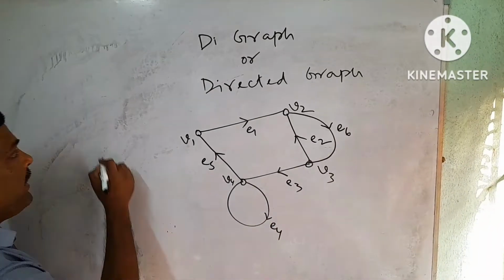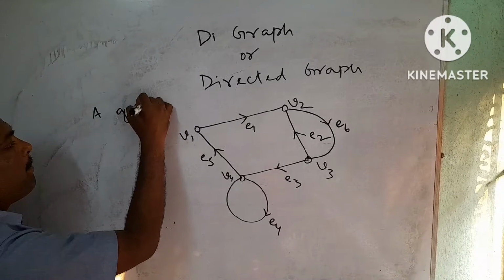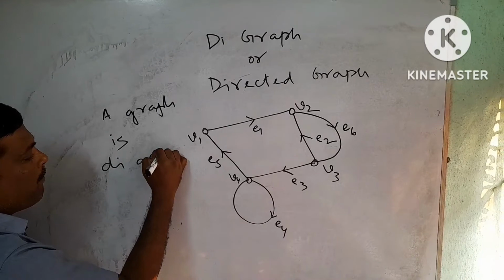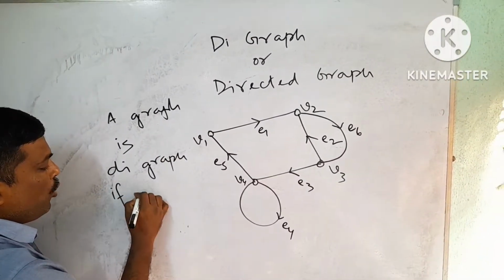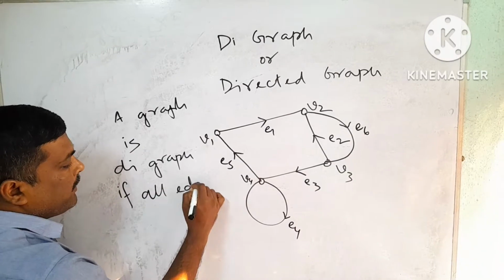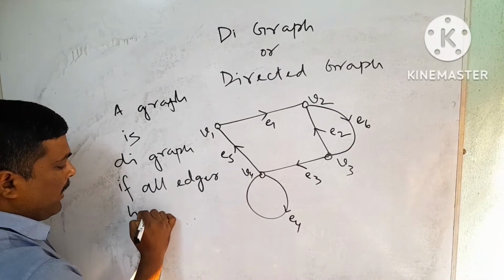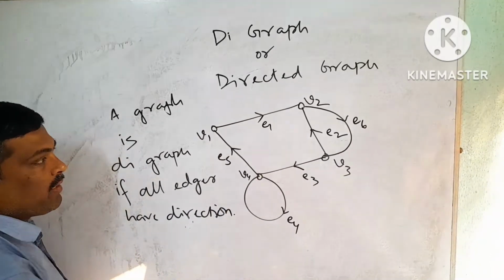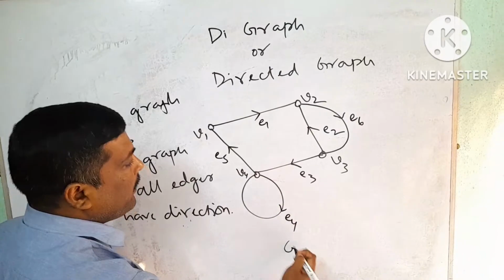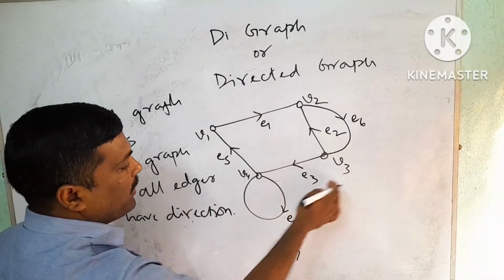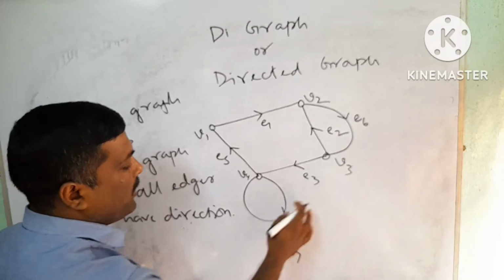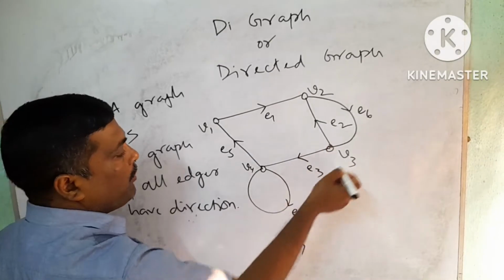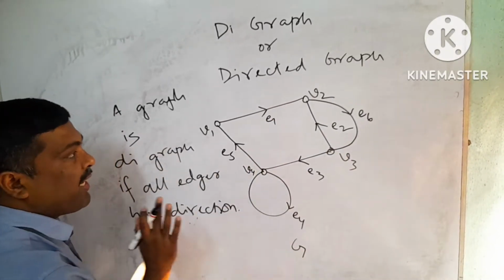So a graph is digraph if all edges have direction. A graph is digraph if all the edges have direction. See, this is one graph G having 4 vertices V1, V2, V3, V4, edges E1, E2, E3, E4, E5, E6. This graph is digraph, all the edges E1, E2, E3, E4. So all the edges have direction. Okay, so this is digraph.